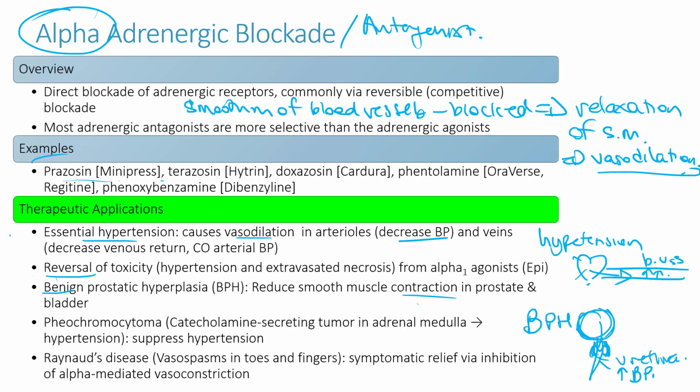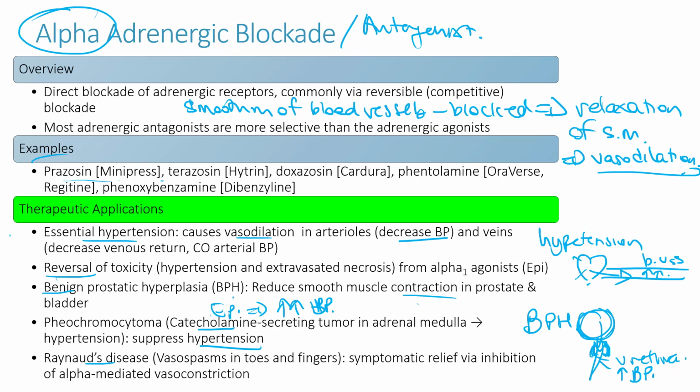Pheochromocytoma is a tumor in the adrenal medulla that secretes epinephrine. And this is an ongoing secretion of epinephrine. So if you think about your adrenal gland secreting epinephrine all the time, your blood pressure will actually increase. Right, so you have hypertension, and alpha blockade will actually reduce the hypertension caused by an excessive amount of epinephrine floating around.